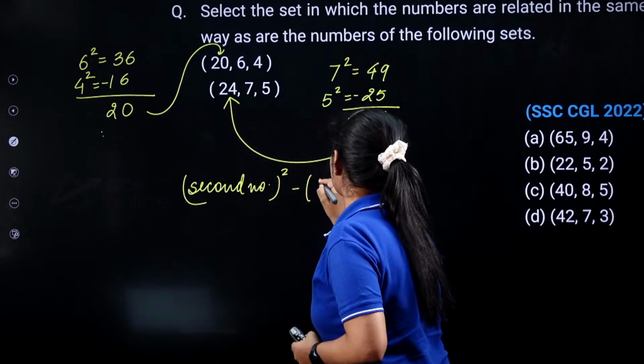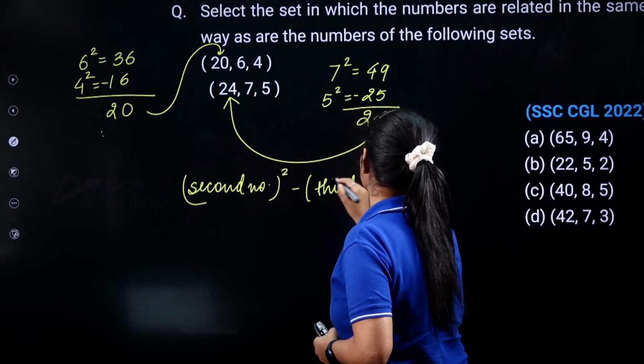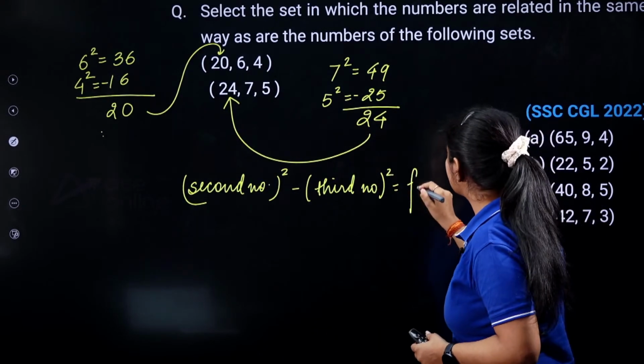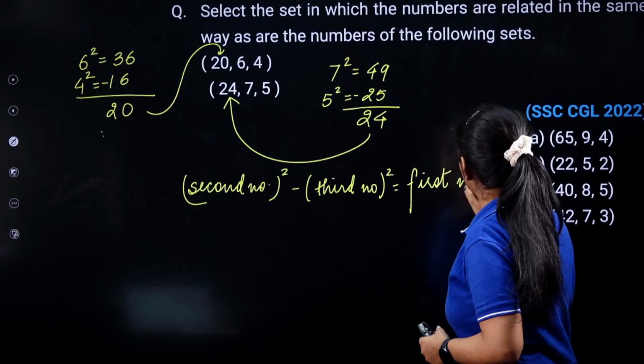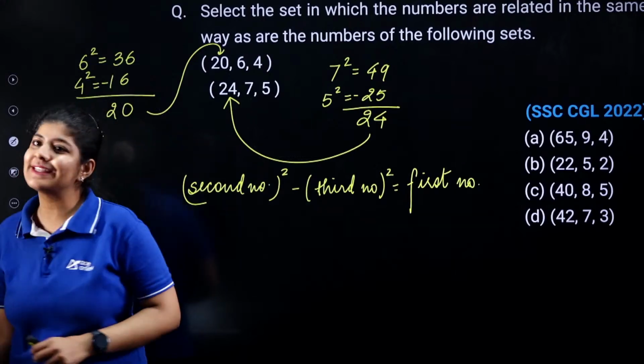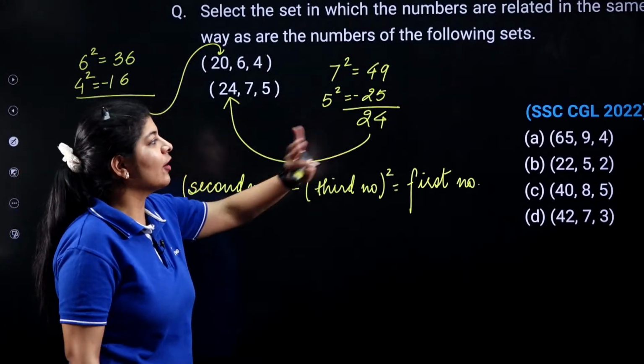We need to subtract the square of the third number from it. And ultimately, what we are getting is our first number. Now we have to check the same logic or the same pattern with our options.